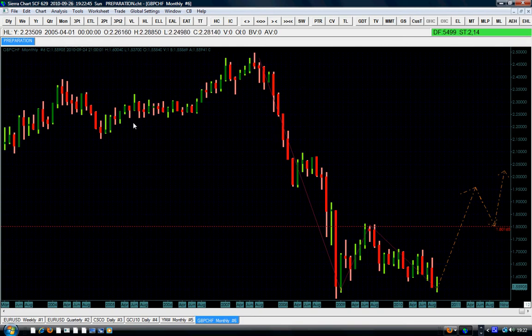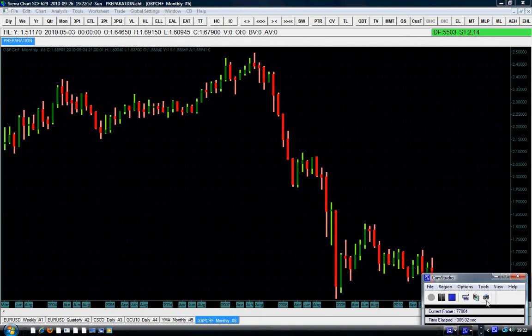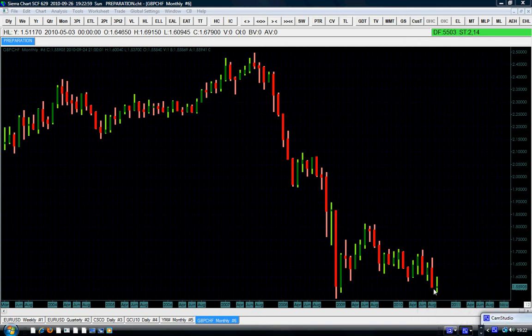So again, this is on the monthly chart. This is why we have a double bottom pattern for the same currency pair. Talking about multiple time frame trading. Now we're going from the monthly chart to the quarterly chart.